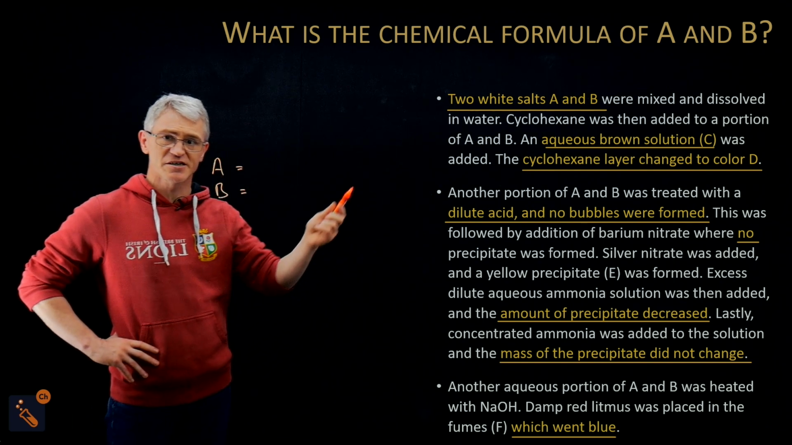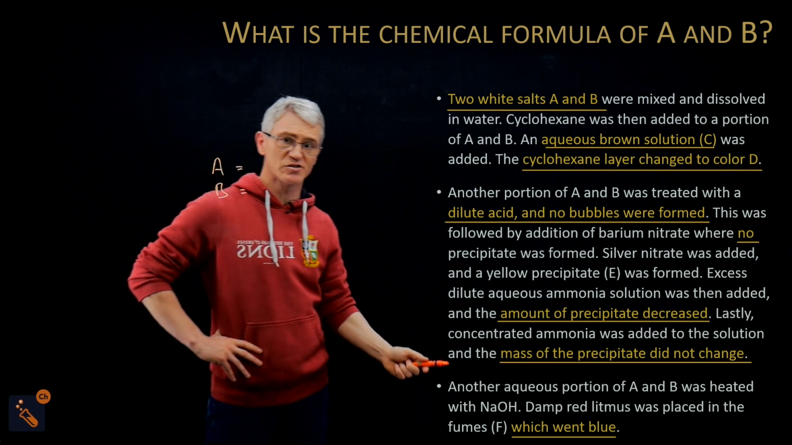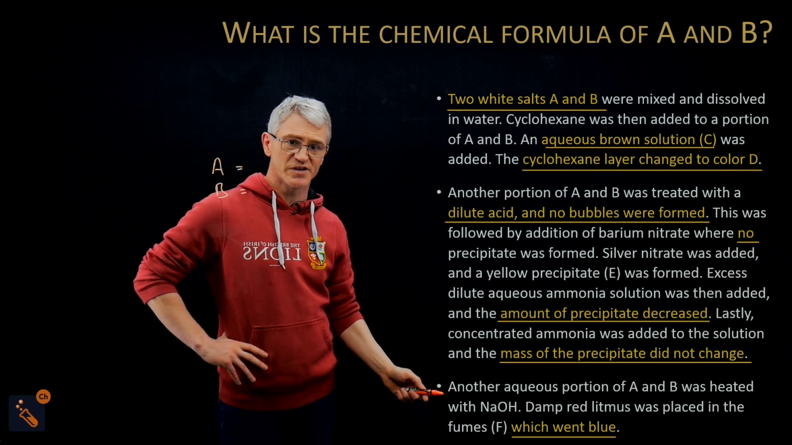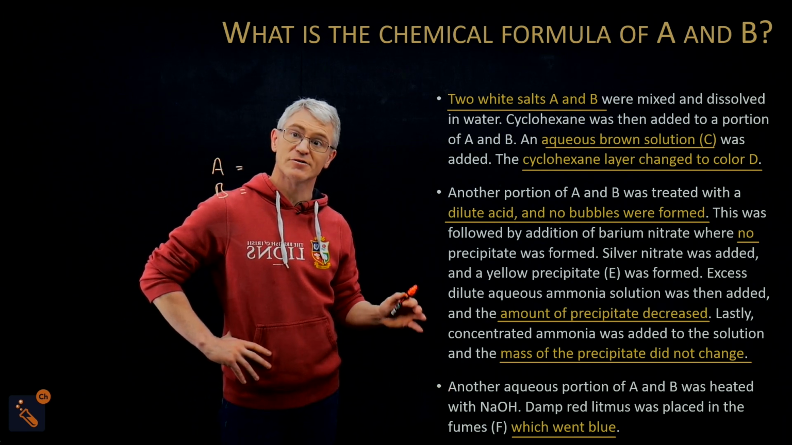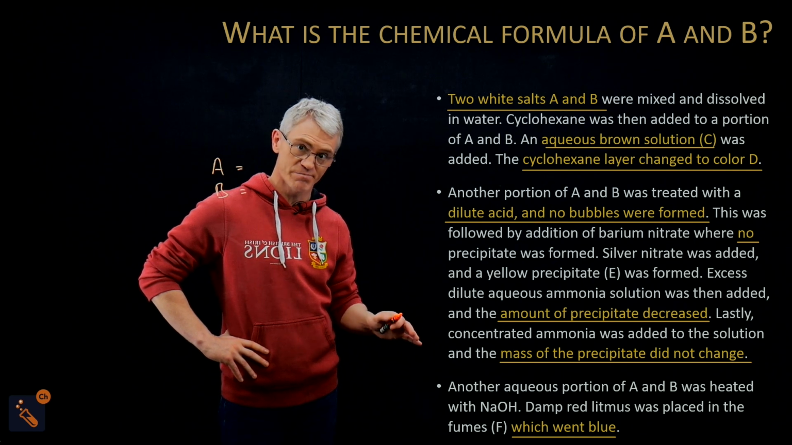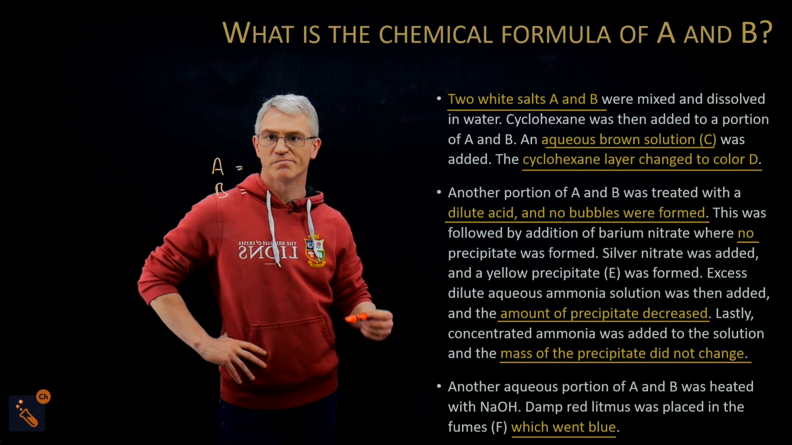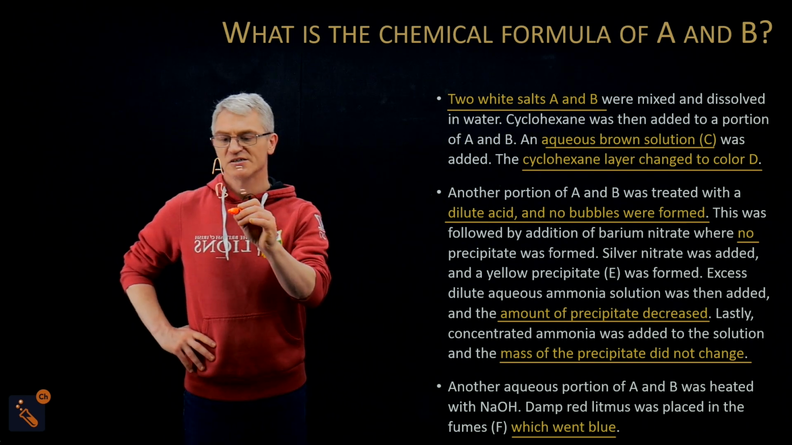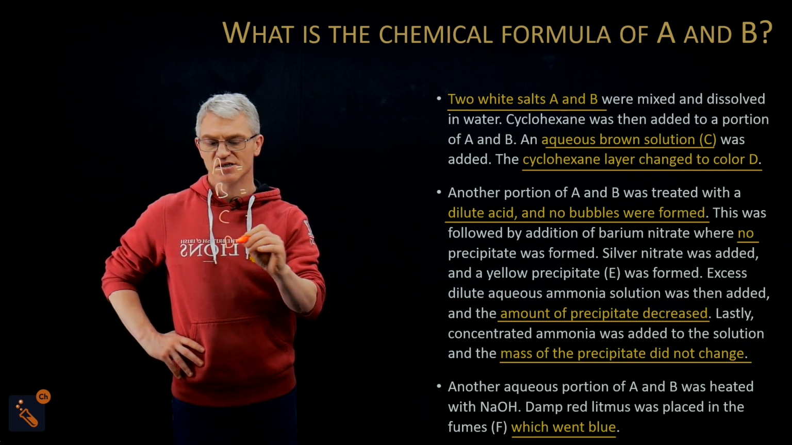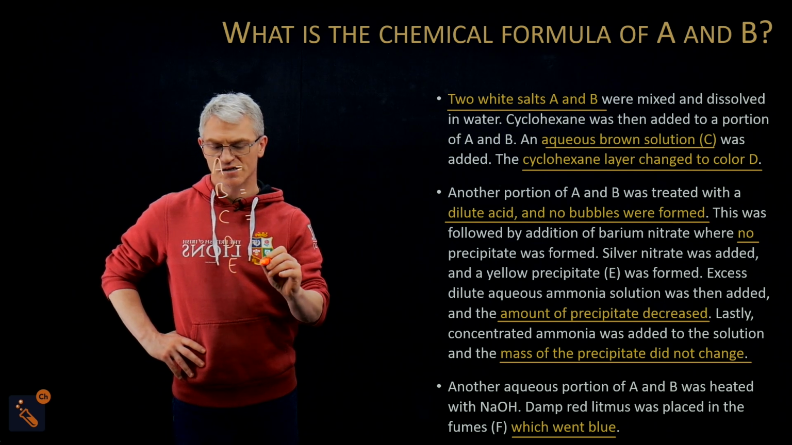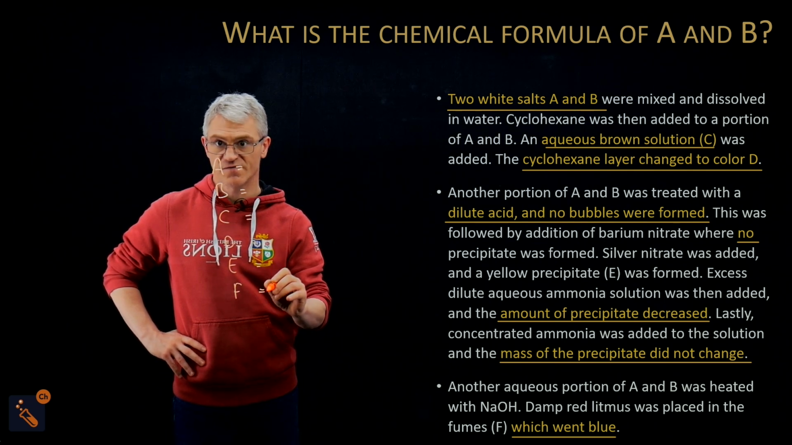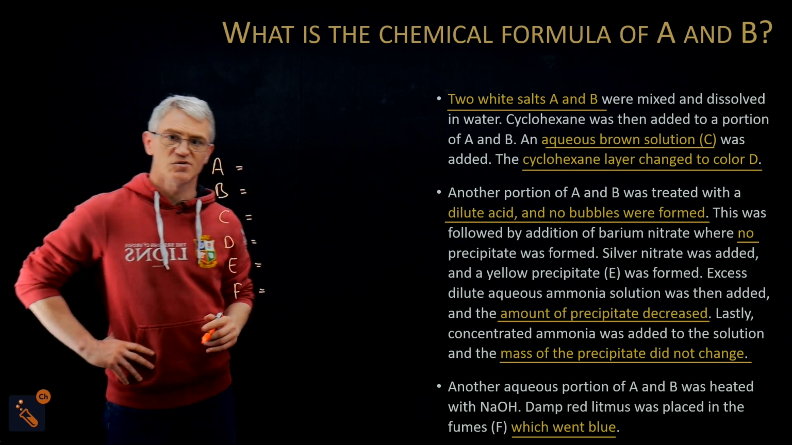Now if I look at A and B and go down to the bottom, it says here, another aqueous portion of A and B was heated with sodium hydroxide. Sodium hydroxide is used for ammonium. Damp red litmus was placed in the fumes, which went blue. So let's put C, D, E, F. Okay, so we've done that.